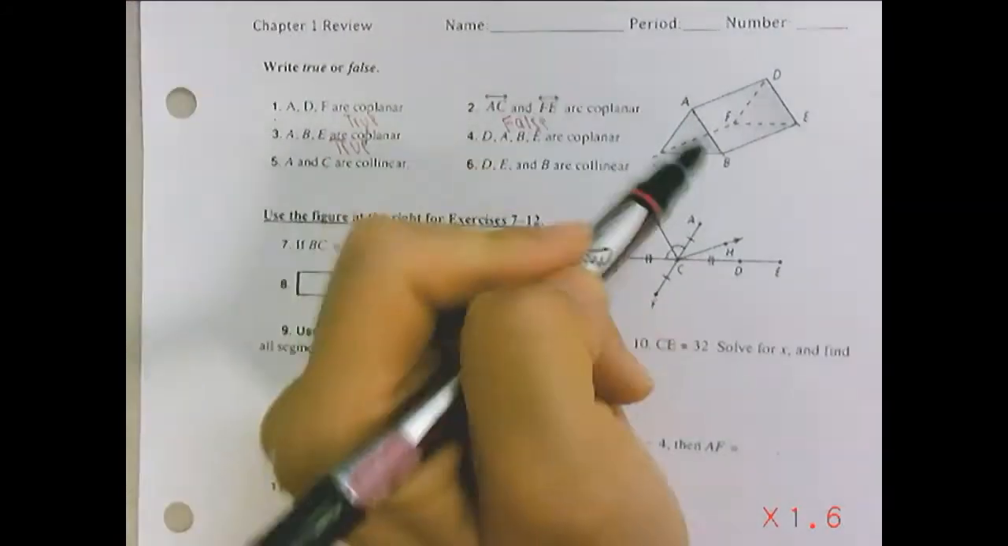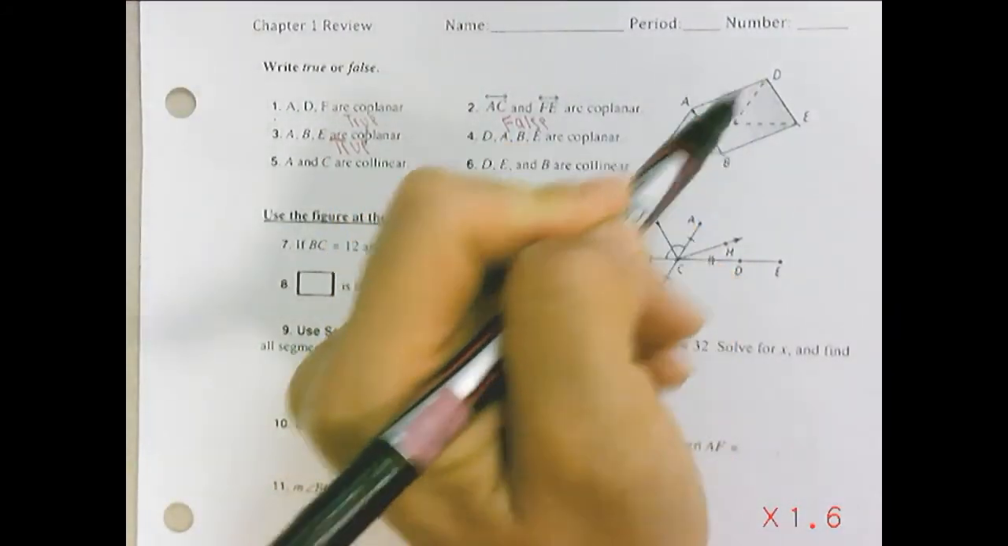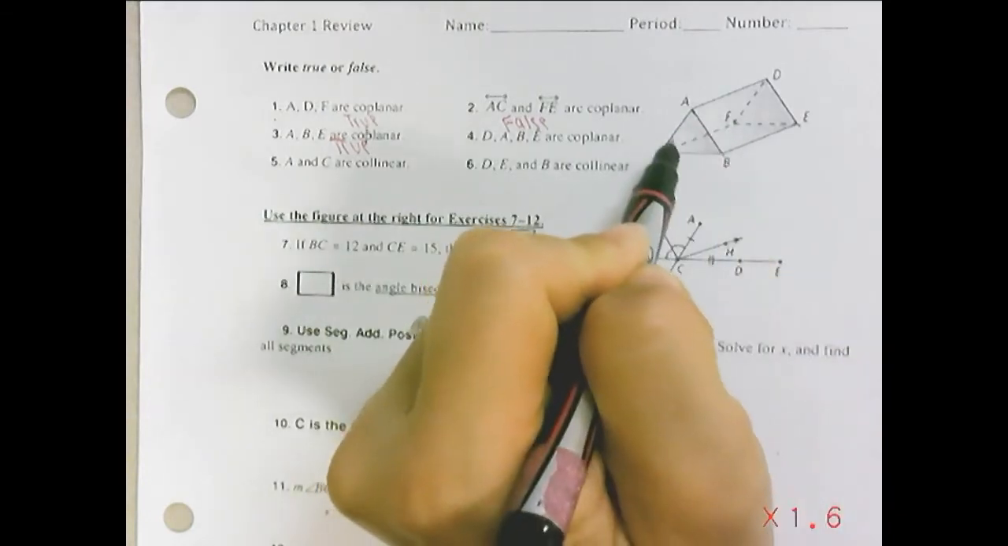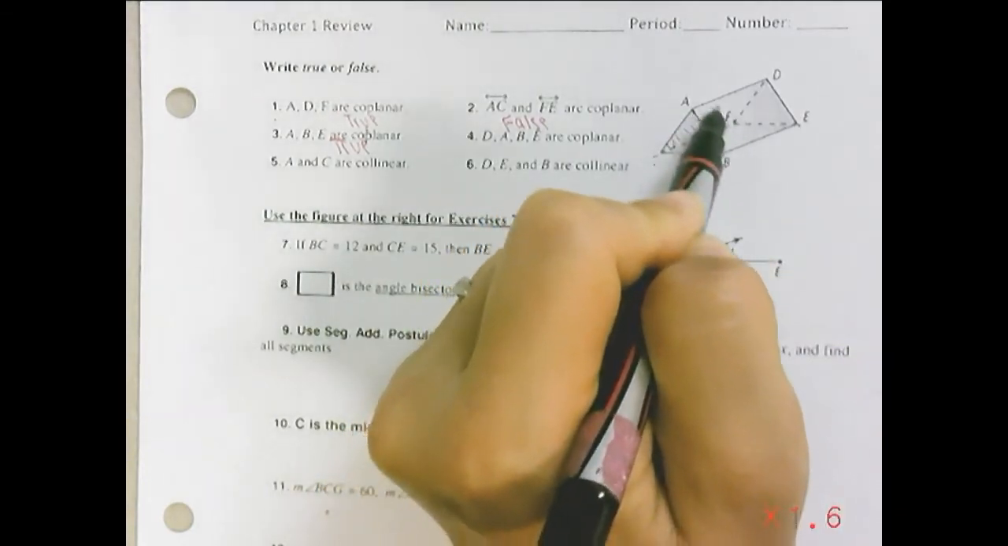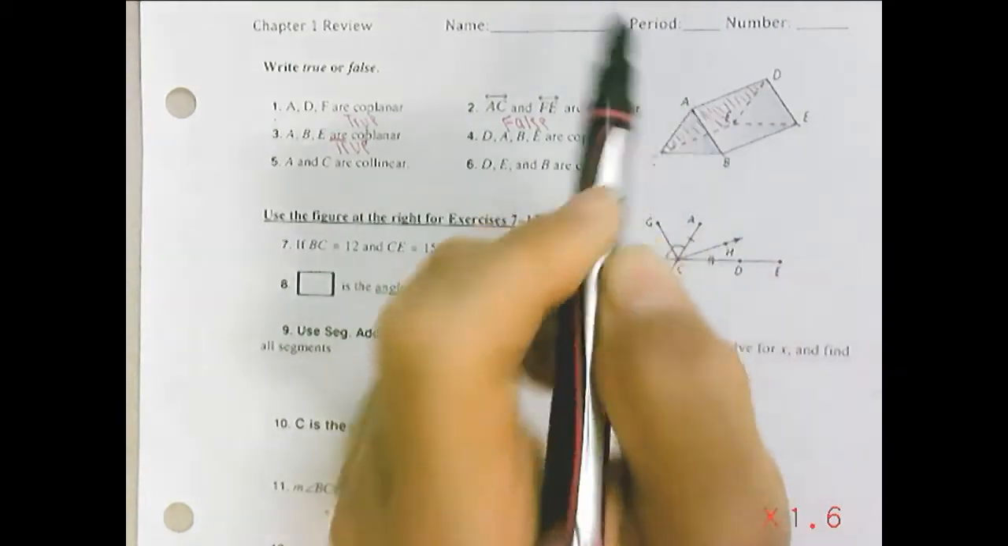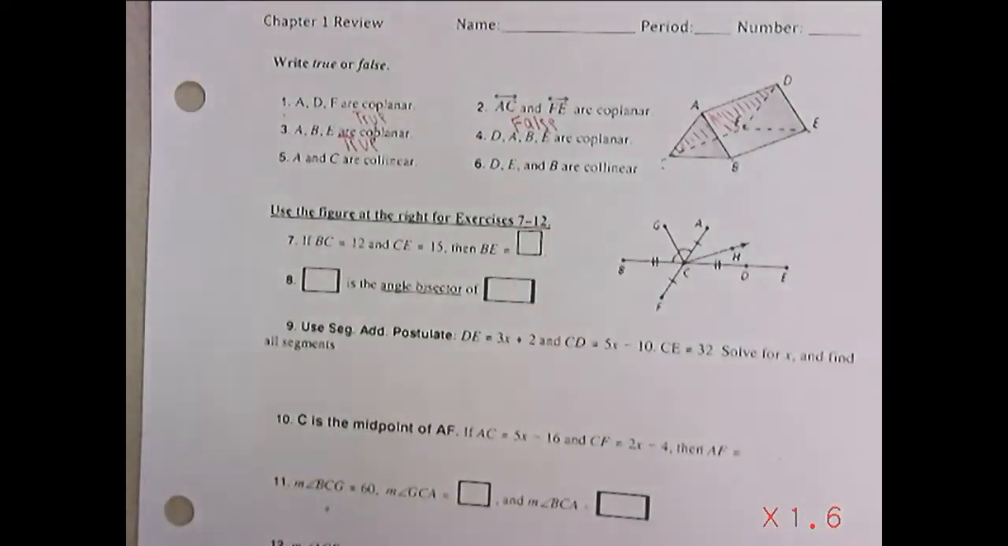Anyway, so you'll notice that for number 1, I put it as true, that A, D, and F are coplanar. Well, A is here, D is here, and F is right there. If you were to shade this side of the pyramid, the side that they're talking about, you would see that F is in fact coplanar. It lies on that side of the pyramid.